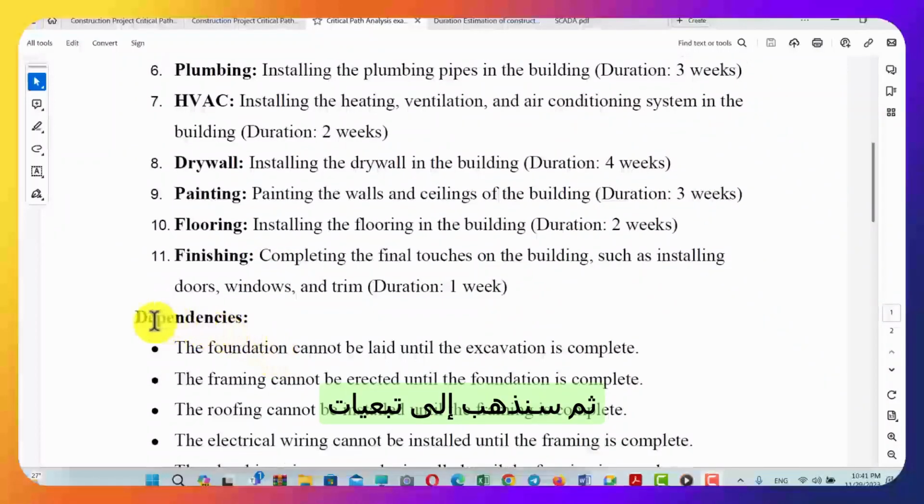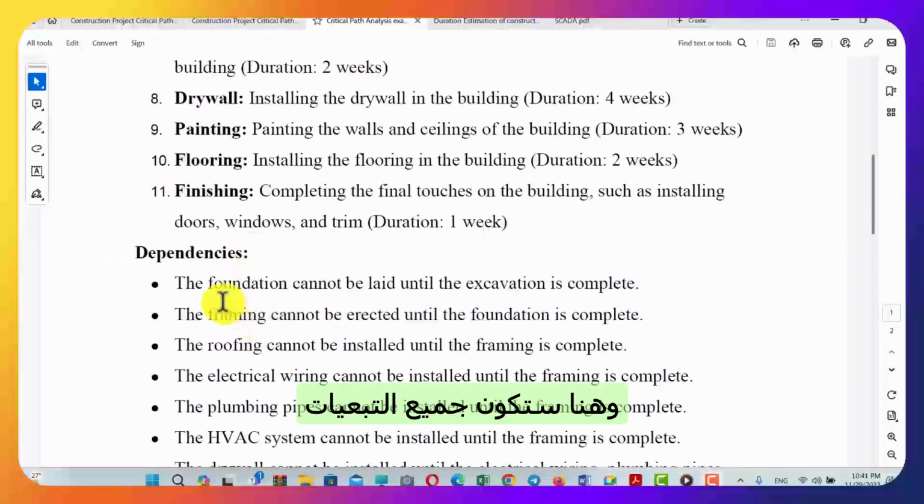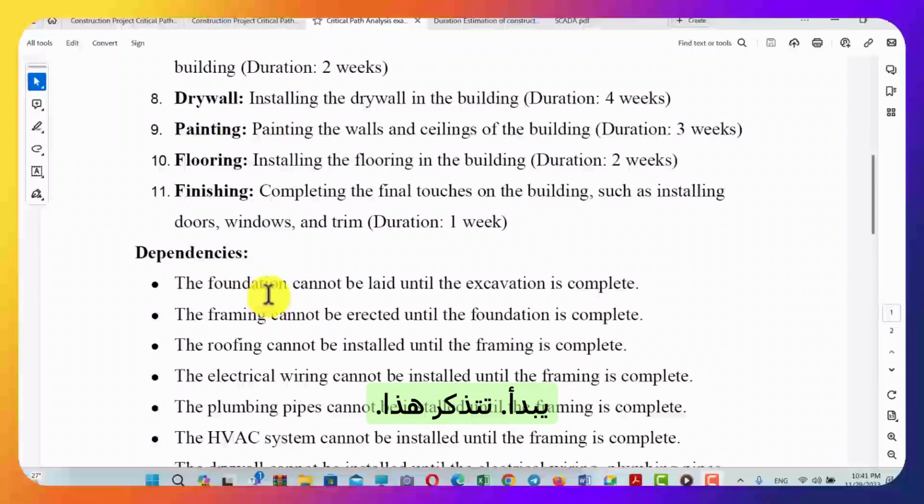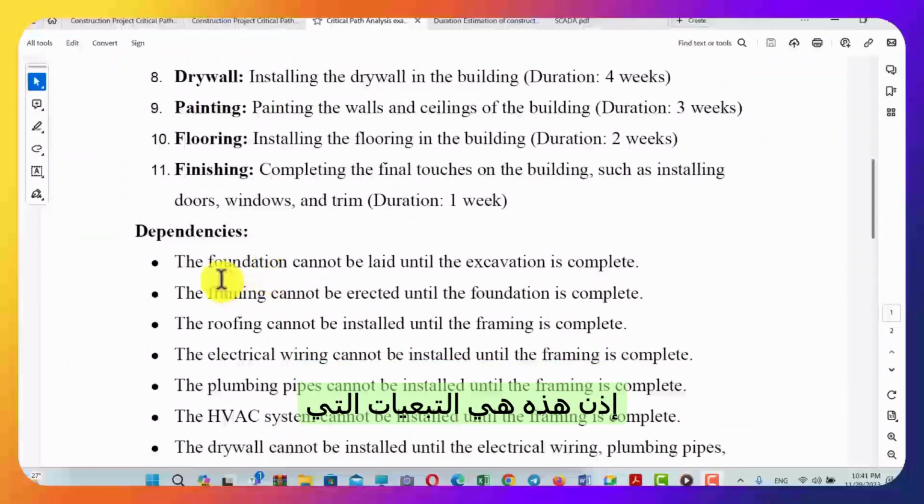Then we'll go into the dependencies for these activities. I've talked about the dependencies before, and here all dependencies will be of the finish to start sort. Finish to start. You remember this? I've talked about this before. So these are the dependencies: which activity depends on which activity or activities.